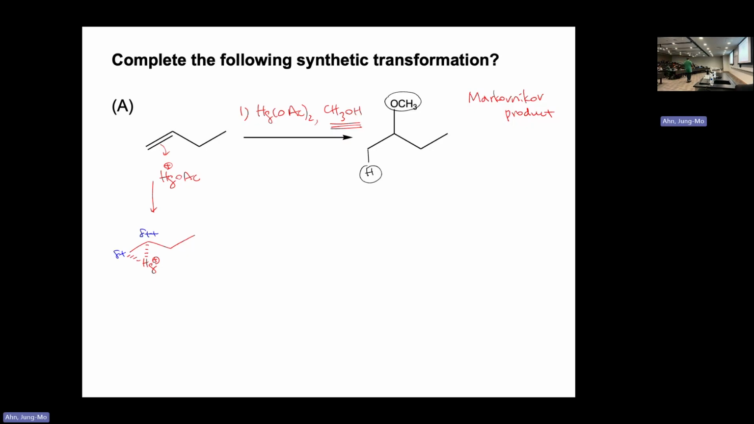The more substituted carbon will have more carbocation character because the neighboring groups can donate electron density. That's where the nucleophile attacks. This time it's not water, it's an alcohol, and it attacks and then loses a proton in the end. So you get the methoxy sitting on the more substituted carbon like this. Mercury is still there, but we have to get rid of mercury. So that's the second step, the demercuration step. Sodium borohydride is added to replace the mercury with hydrogen. So that is basically the simplest answer.